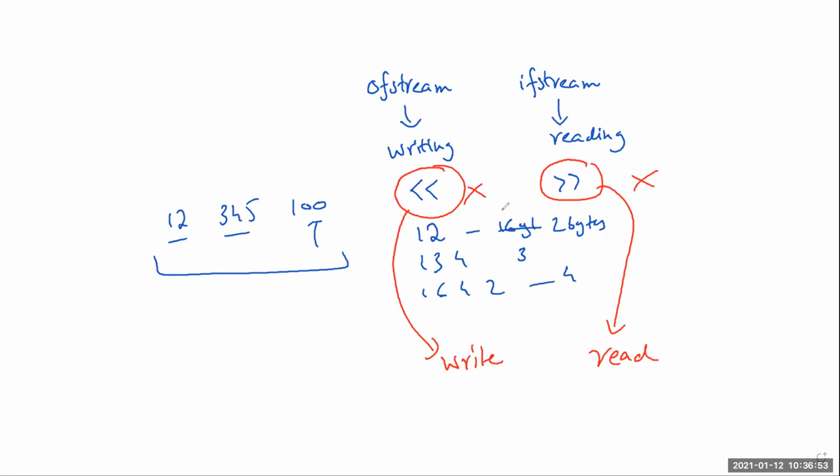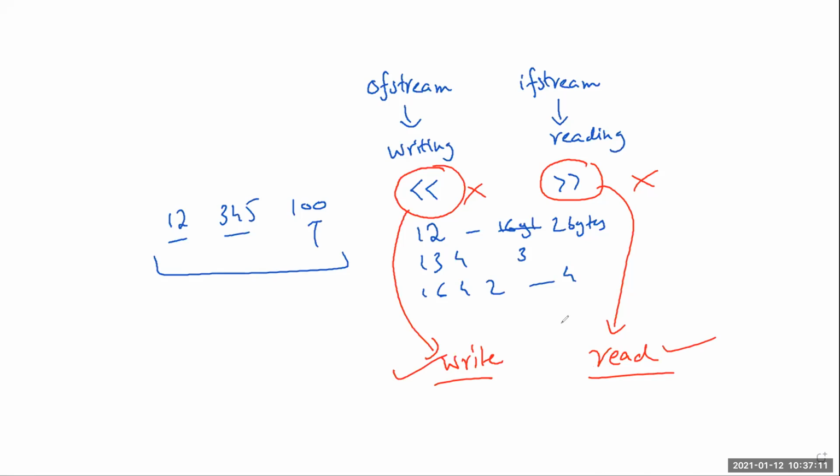From now onwards, when you are writing data to a file, if it's a string, it's okay, you can directly use the same operator. But if you are writing integers or anything else, or maybe objects of a class, then for writing we'll be using the write function, and for reading we'll be using the read function, right?